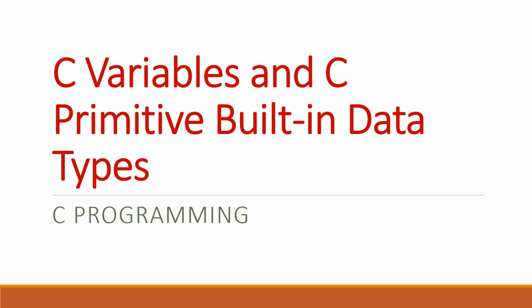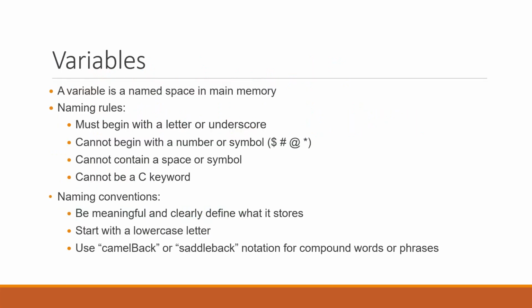This video talks about C variables and C primitive data types. Let's dive in. A variable in programming is a named space in the computer's main memory that holds data. Here's a brief explanation of naming rules and conventions for variables.